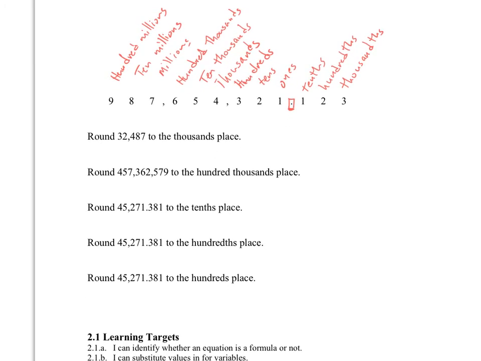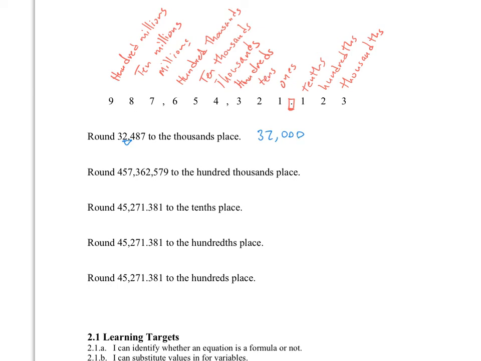So rounding to the thousands place. So first I need to figure out which one is the thousands place. I like to underline that. That would be my 2 here. I look to the right. Is that number 5 or bigger? No, it is 4 or less. So I drop off those and put 0. So 3, 2, 0, 0, 0.